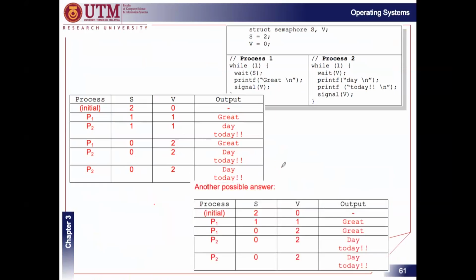And this one also creates another possible answer, if we do not control it properly. If you are using a thread, we don't have this kind of two answers. All right, that's the issue.